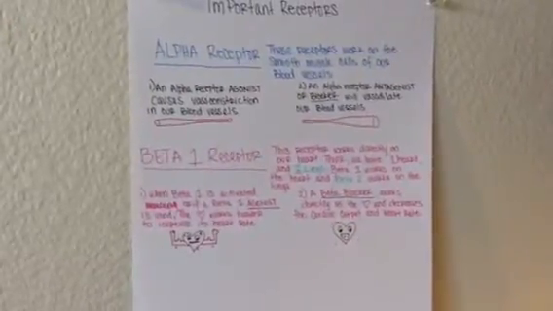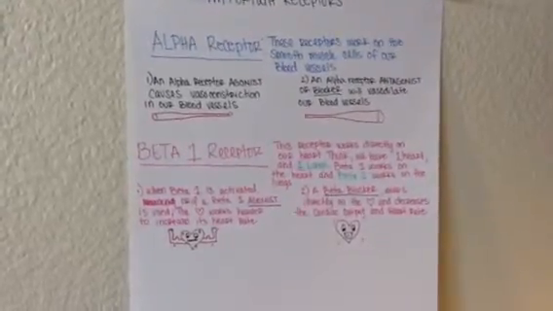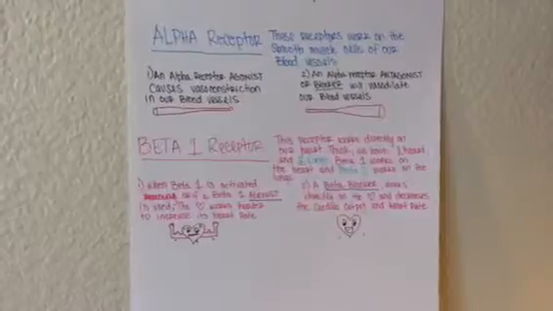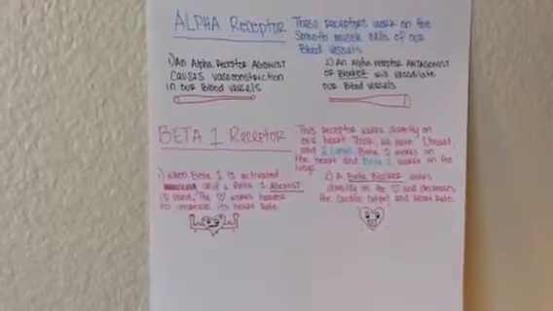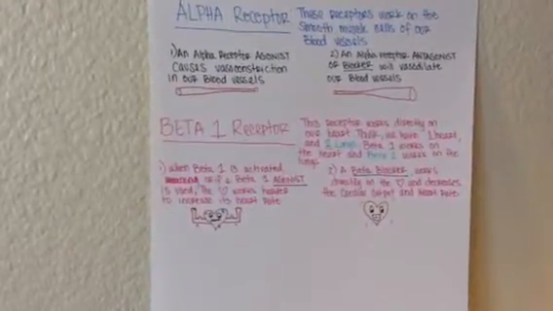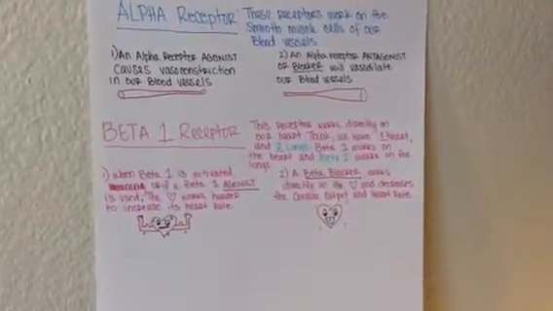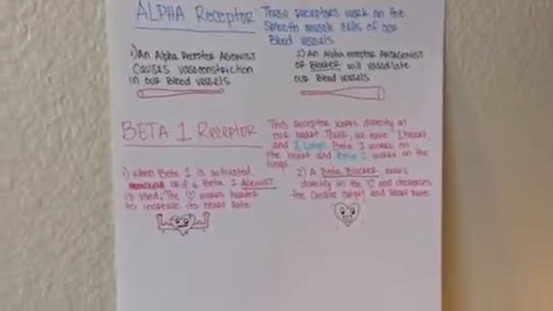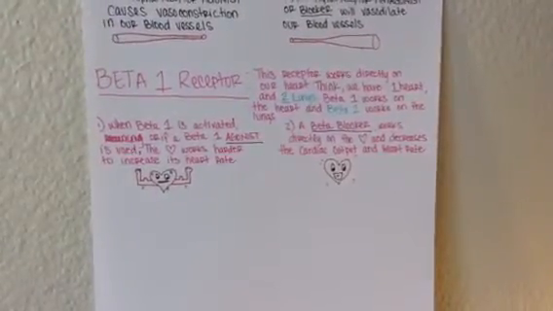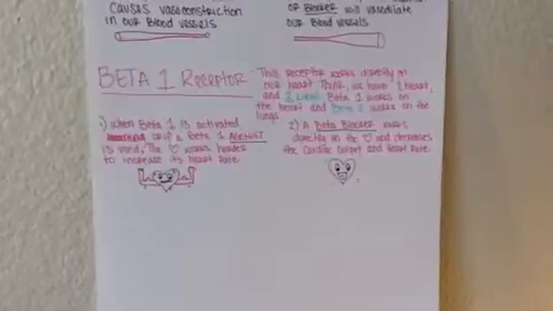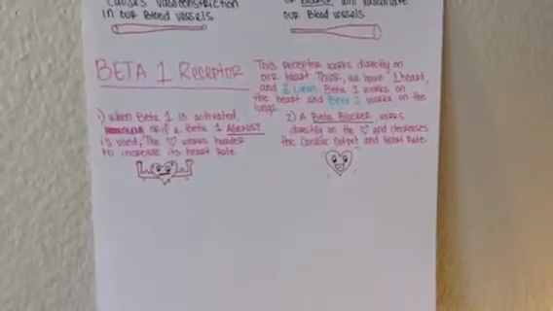Now, our alpha receptors work on the smooth muscle cells of our blood vessels. Let's say, for example, you're having decreased cardiac output. Your alpha receptor is going to turn on and cause vasoconstriction in your blood vessels. And if you had an alpha receptor blocker or antagonist, your blood vessels are going to dilate. Now let's look at our beta 1 receptor. This receptor works directly on our heart. Think that we have one heart and we have two lungs. Beta 1 works on our heart, beta 2 works on our lungs.